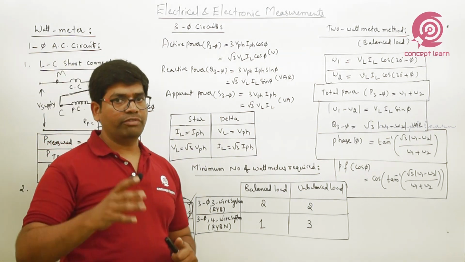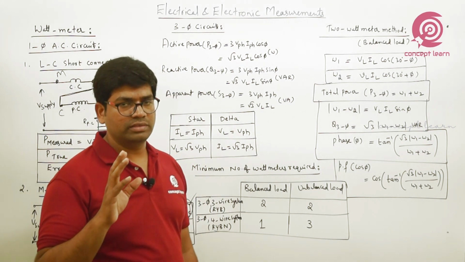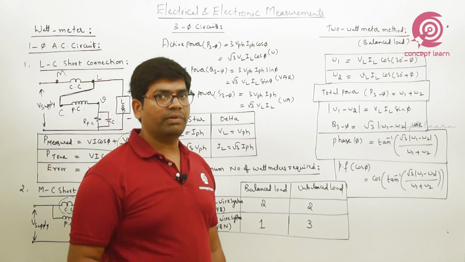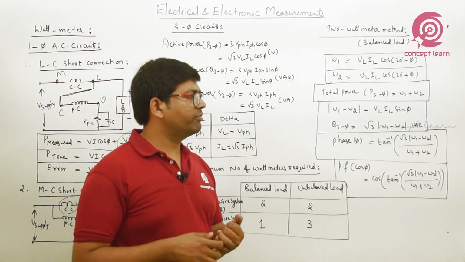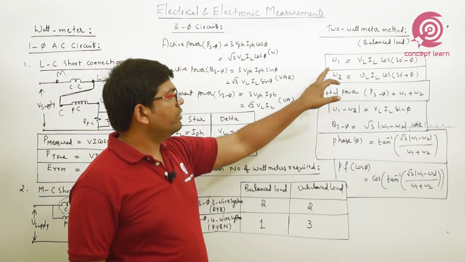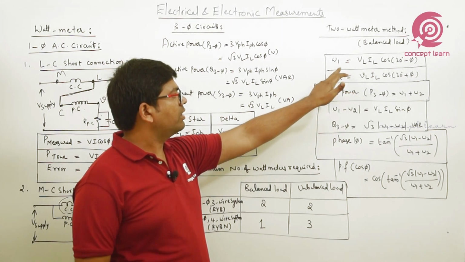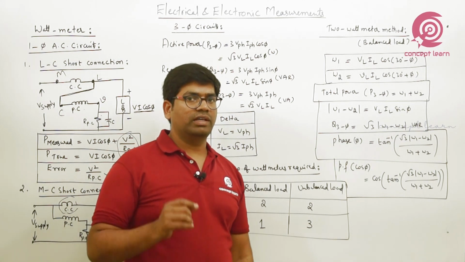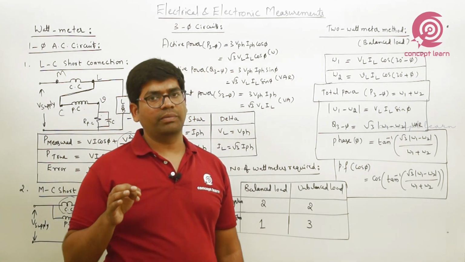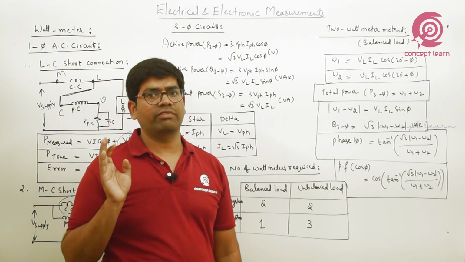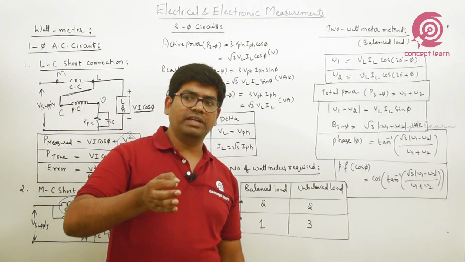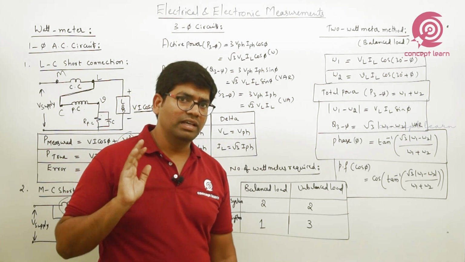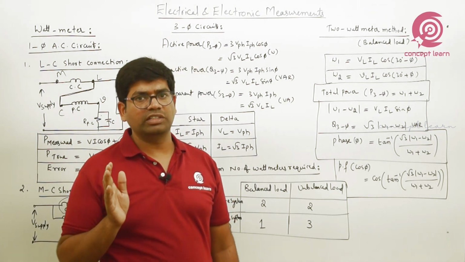Now, especially if you focus on the two wattmeter method for balanced load, this is most important and more questions come from this area. In the 2 wattmeter method, what are the readings of the wattmeters? VL, IL, cos of 30 minus phi. One simple point you have to memorize, as chances are compulsory from this area: if one wattmeter is reading cos of 30 minus phi, the other wattmeter will automatically read cos of 30 plus phi. That is the magic of the 2 wattmeter method.